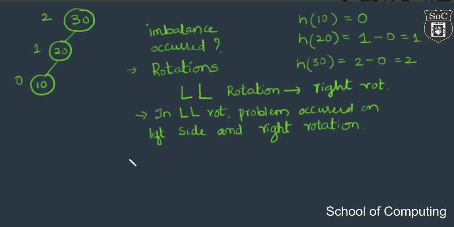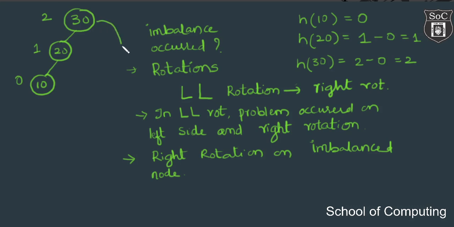Now the point is, where should I do right rotation? You have to do right rotation on the imbalanced node. What is your imbalanced node? The imbalanced node is 30. So right rotation needs to be done on 30. What do you mean by right rotation? This 30 will be moved to the right side.